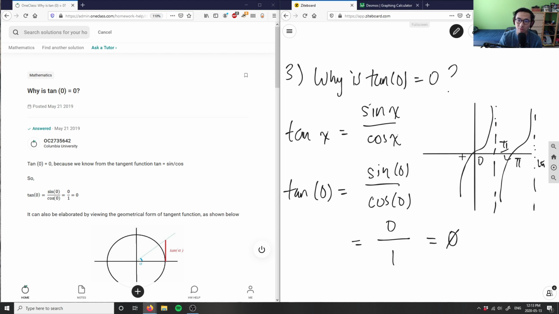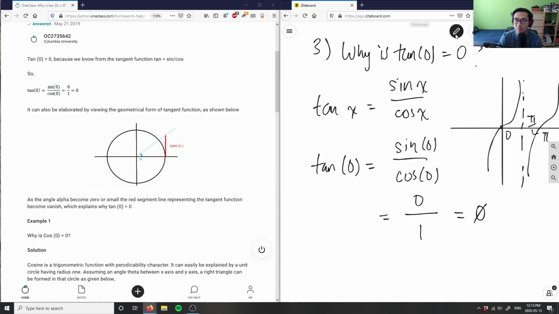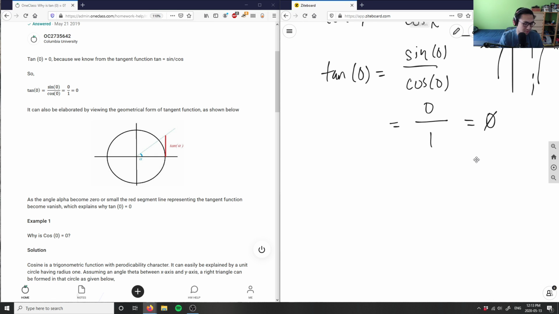And if I want to know why tangent 0 is 0, well, the point here is 0. So graphically, you could basically say tangent 0 equals 0 as well. Or we can actually use the unit circle. So there are basically 3 ways to prove this. There's proving this using an identity, this here is through graphing, and obviously, we can also use a unit circle to figure this out.